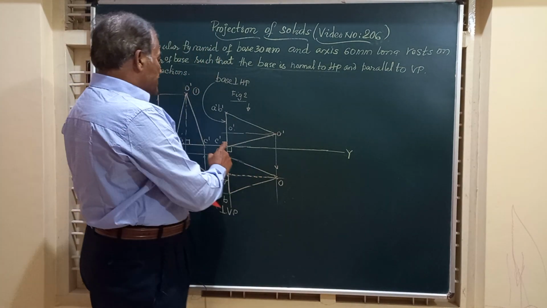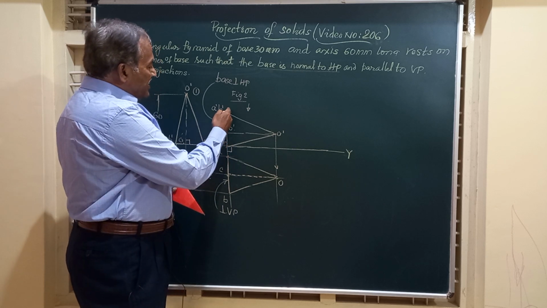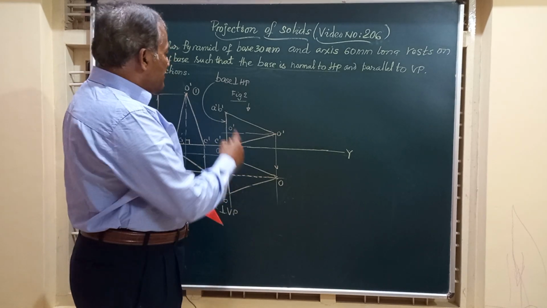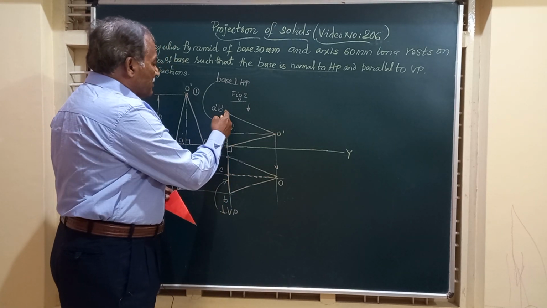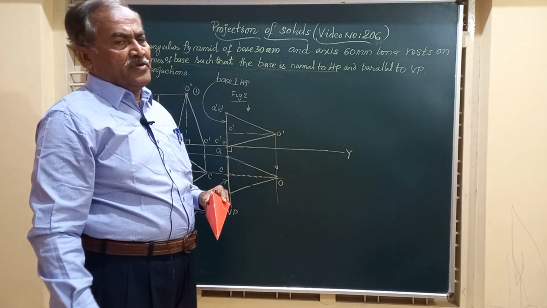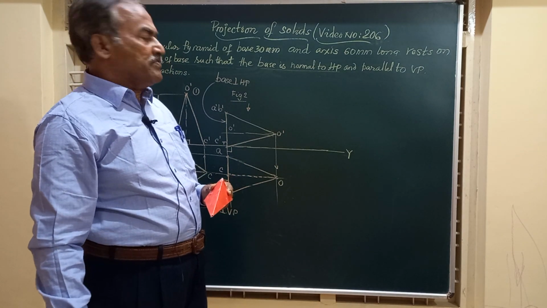when the object is resting on corner C, the base is a straight line in both front and top views, and in both the cases it is perpendicular to HP and also perpendicular to VP. But he says it has to be parallel to VP.